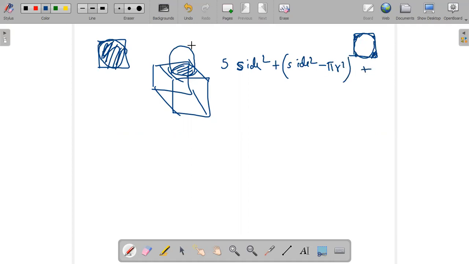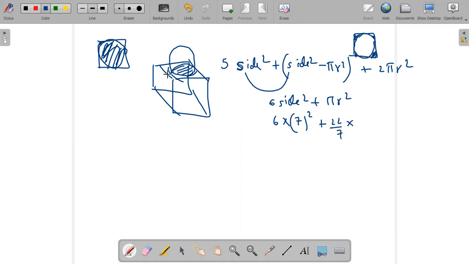Plus, what is the area of the hemisphere? The curved surface is visible, so that is 2 pi r square. So when I solve this, I get 6 side square plus 2 pi r square minus pi r square, so I'll get pi r square, right? So this is going to be the formula that I will get: 6 side square plus pi r square. Now 6 into what is the side of the cube? It is given to me, 7, plus 22 by 7 into radius.